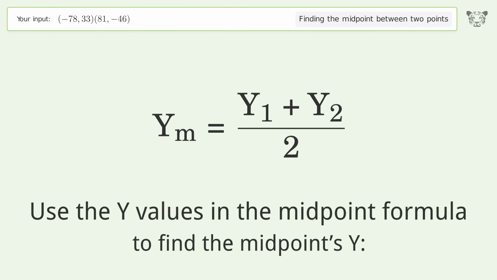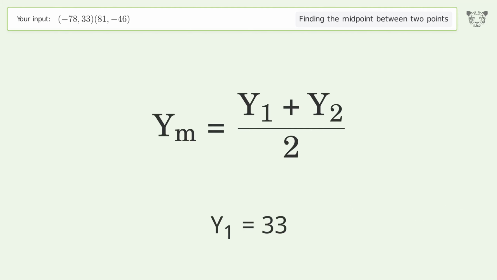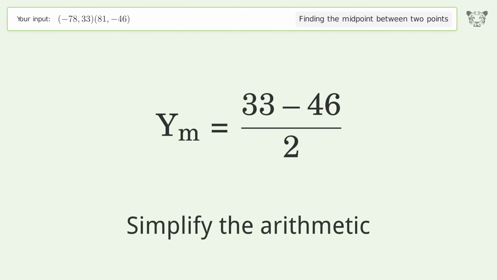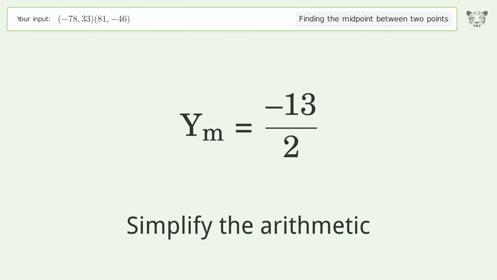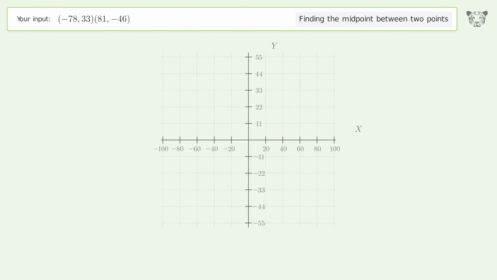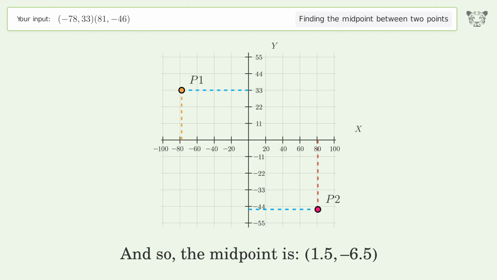Use the y values in the midpoint formula to find the midpoint's y. y1 equals 33. y2 equals negative 46. Simplify the arithmetic. And so, the midpoint is 1.5, negative 6.5.